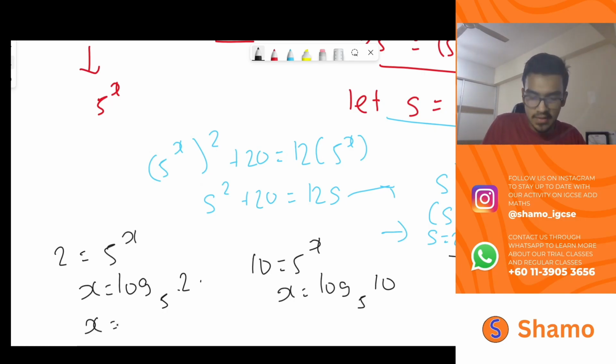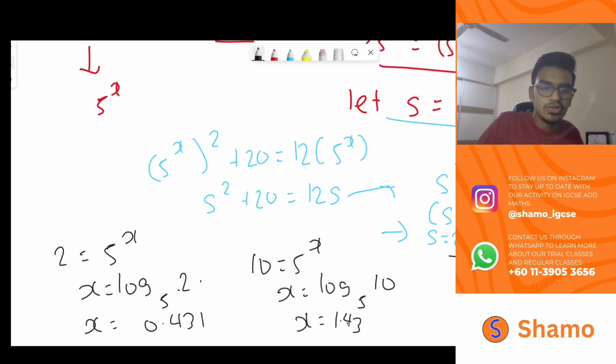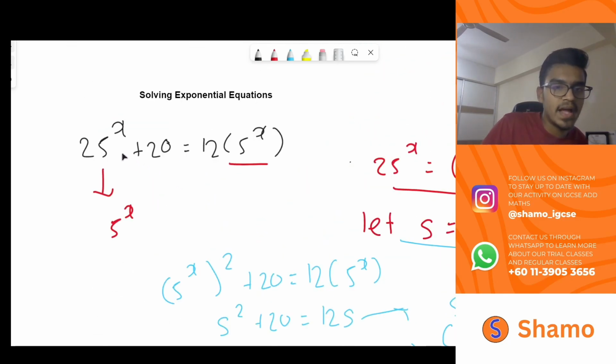So log base 5 2 in the calculator comes to be 0.431. And log base 5 10 comes to be 1.43 approximately. So if you use these values, you can see the arguments are both positive, so we can accept both answers. If we use these values and we substitute these values here, we'll get the left hand side and the right hand side to be the same.